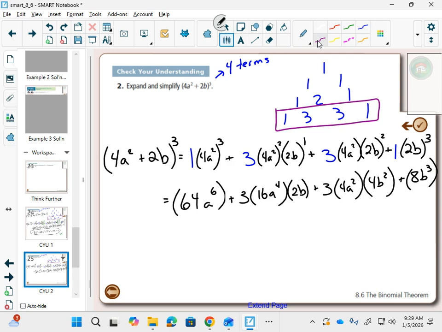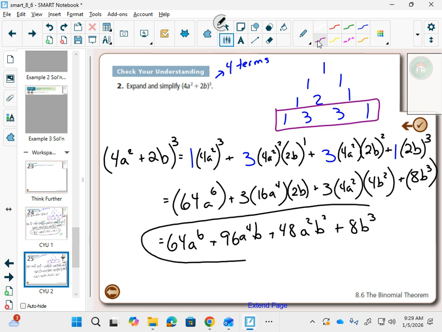So I just did my exponents first. And now I can put my numbers together. So this is going to be 64a to the 6, nothing more to do there. 3 times 16 is 48 times 2 is 96, and I have an a to the 4 and a b. 16 times 3 is 48, and I have a squared, b squared, and finally the 8b cubed. Here is my final simplified answer.